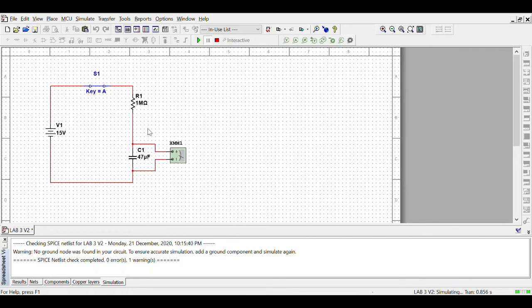The formula for the time constant is T equals RC. So the resistor is 1 megaohm times 47 microfarad, and we get 47 seconds for the time constant.